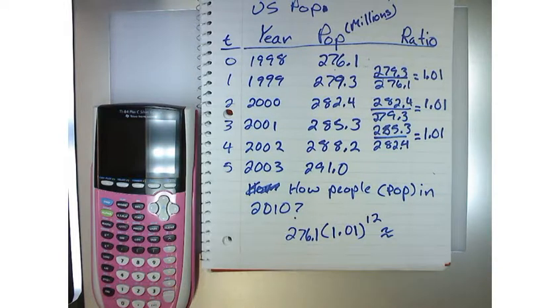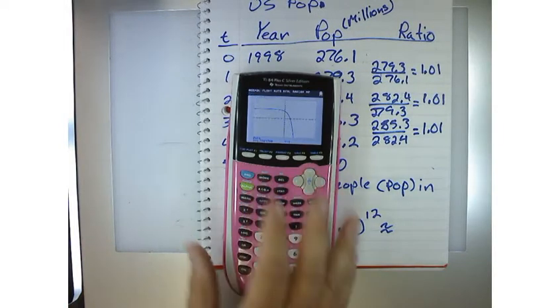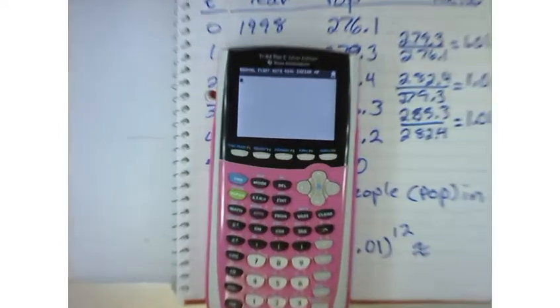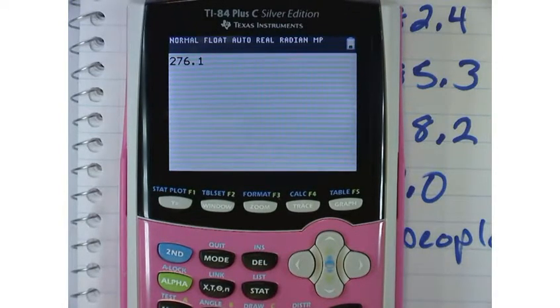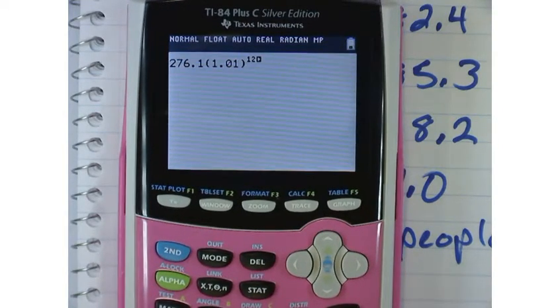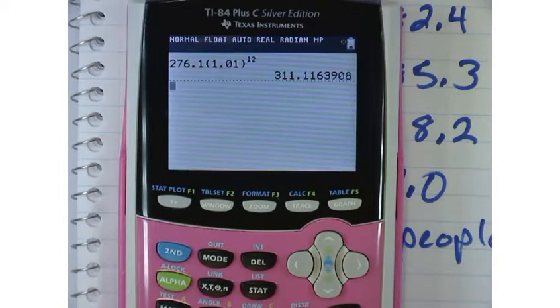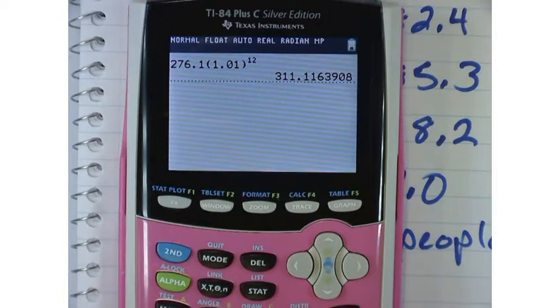Mm-hmm. Now if you plug that in the calculator, let's take a look in this fancy schmancy calculator here. Let's zoom in too. So I'm going to say 276.1 times, and I'm going to put this in parentheses, 1.01 raised to the 12, and then hit enter. And so it's about 311.1 million. I was trying to approximate it.